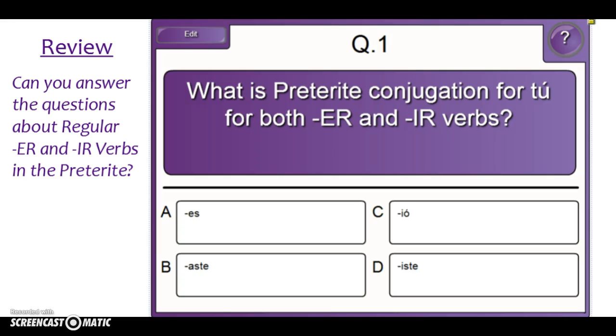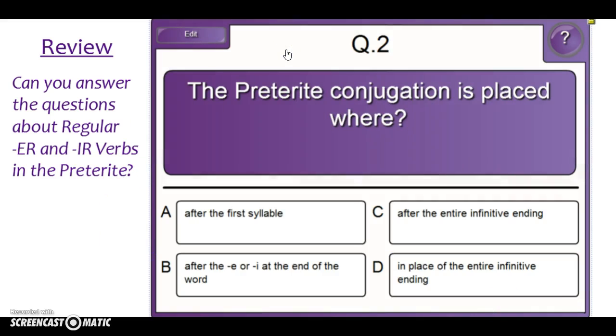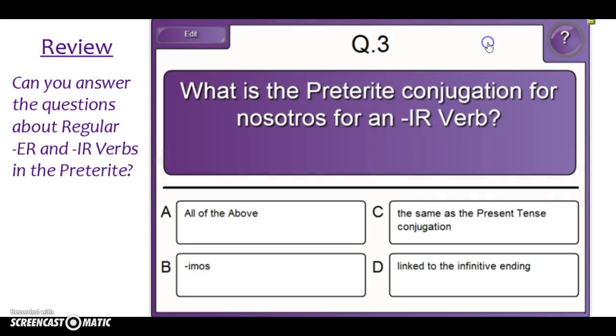Now let's review. Looking at each one of these questions, can you pick the correct answer? What is the preterite conjugation for tú for both ER and IR verbs? That answer is iste. Very good. The preterite conjugation is placed where? In place of the entire infinitive ending. You take off that ER or IR before you put on the preterite conjugation.